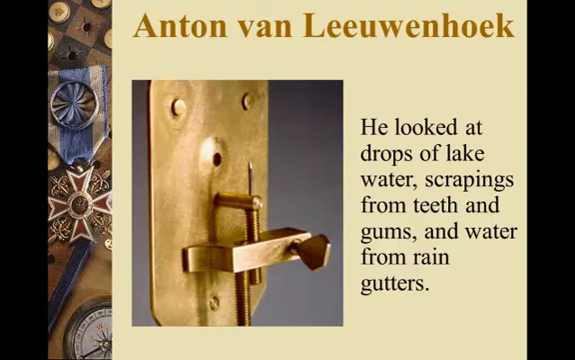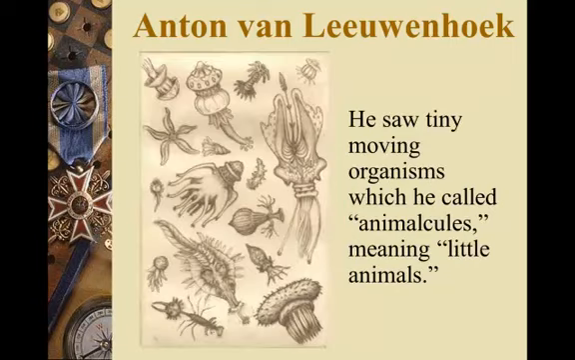He looked at stuff like drops from lake water, scrapings from his teeth and gums, and water from rain gutters. Now, there's a lot of microbes, especially in gutters. And also you have microbes living on your gums. So when he saw these magnified, remember, 270 times, he started drawing these little creatures that he saw. And they reminded him of little teeny animals, so he called them animalcules.